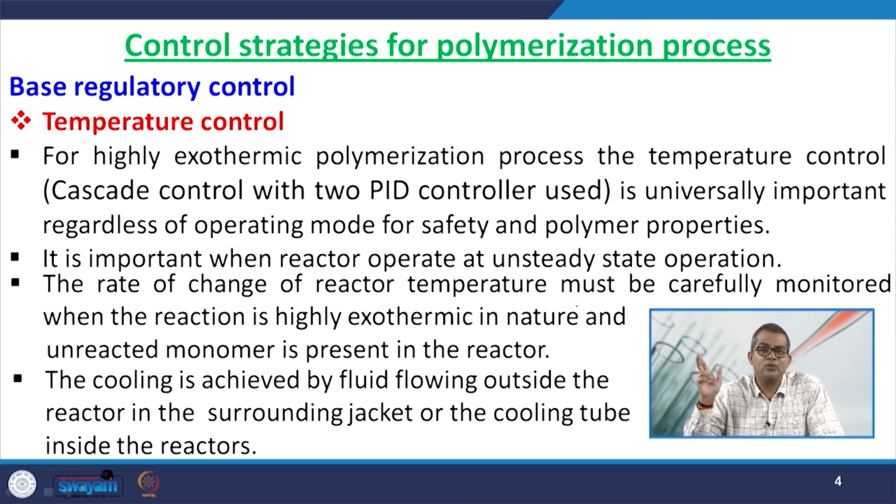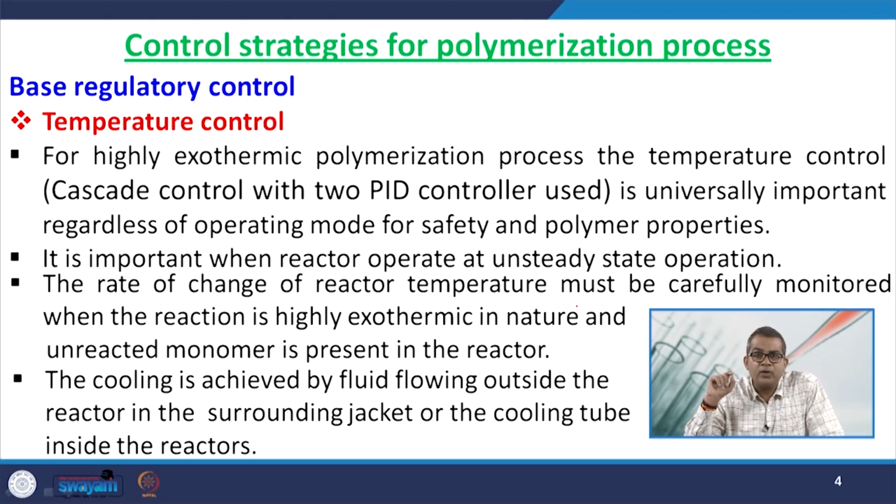Now sometimes, as I told you, we encounter the problem of exothermic polymerization. So for a highly exothermic polymerization process, the temperature control is usually attached with a cascade control with two PID controllers. The temperature control is universally important regardless of the operating mode, for safety and polymer properties, because a slight variation in the temperature may create a severe problem that may be catastrophic in nature. Exothermicity may create a further problem during the course of action.